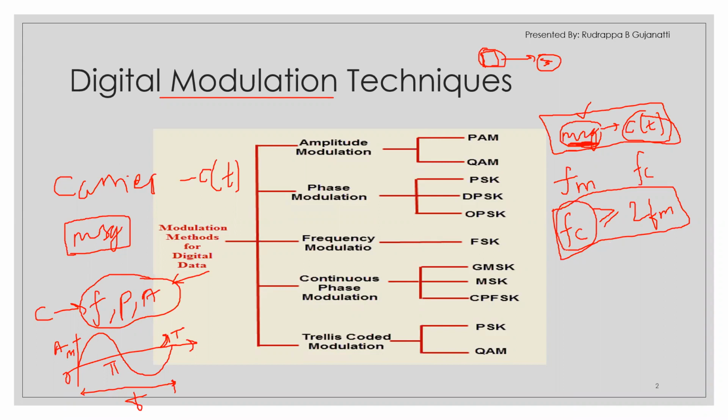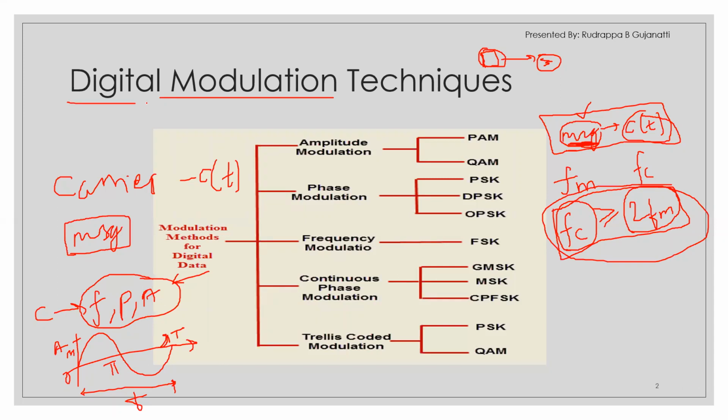So carrier frequency should be greater than or equal to 2 times FM, where FM is the maximum frequency of the message signal. So this condition has to be satisfied. If this is not satisfied, then we get what is known as undermodulation. So this is the concept we utilize when we are dealing with modulation.